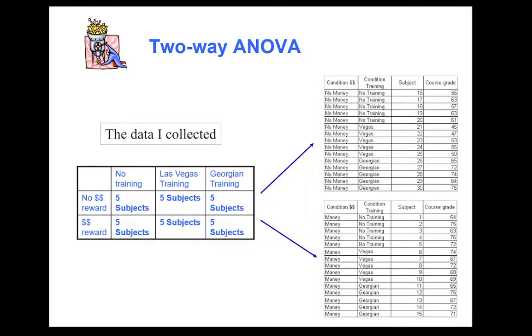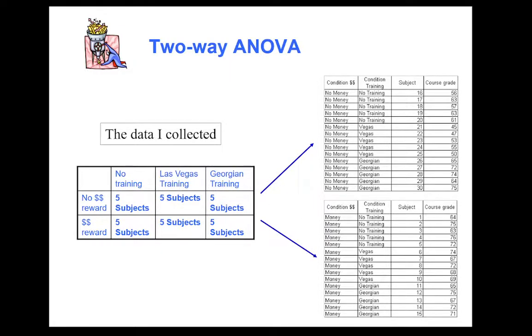I've split them into 2 separate tables. One table is for those who received no money. The other table is for those who received the money. Of the ones who are eligible for no money, I have the 5 who had no training, the 5 who went to Vegas, and the 5 who stayed in Georgia and did the tutorial. Similarly, for the ones that received the money, they received the bursary: 5 no training, there's their final grades, 5 Vegas and 5 Georgian.